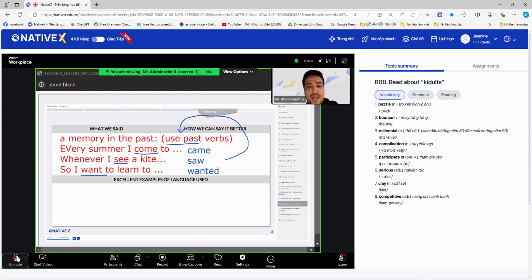So your reading skills are very good. Grammar understanding is very good. And also you are fluent in speaking. Your fluency is good for this level. That's my feedback to you guys.